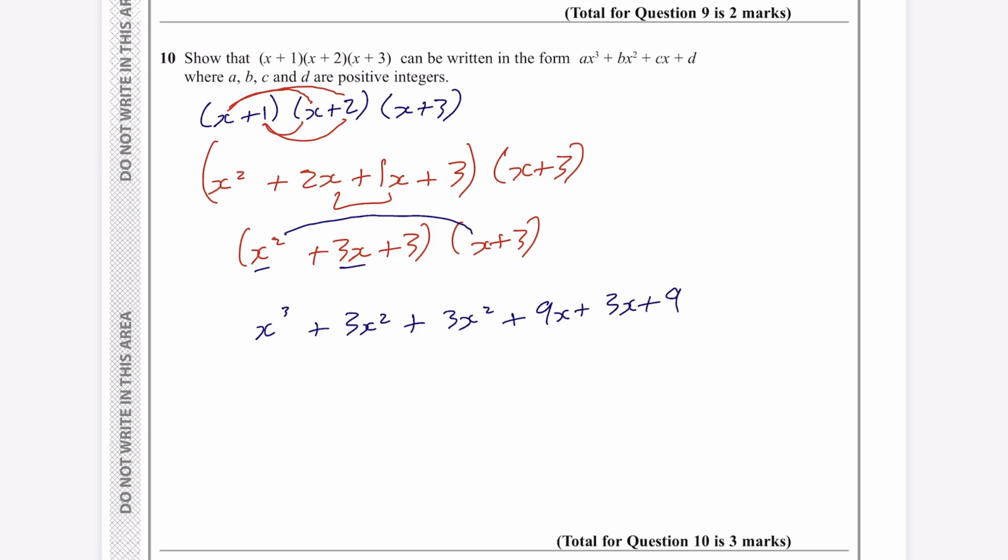Now I'm going to collect all the like terms, so I can see there's only one x squared, so that I can write as 1x cubed, so there's x cubed there. I can see there are 2 of these x squared terms, so that becomes 6x squared. You can see there's a 9 plus 3, which is 12x, plus 9.